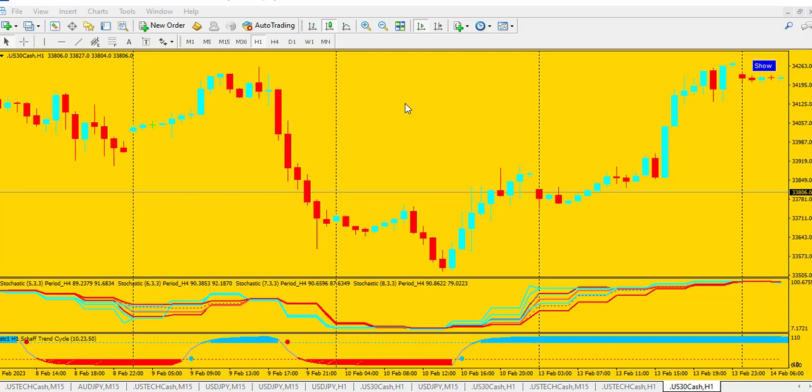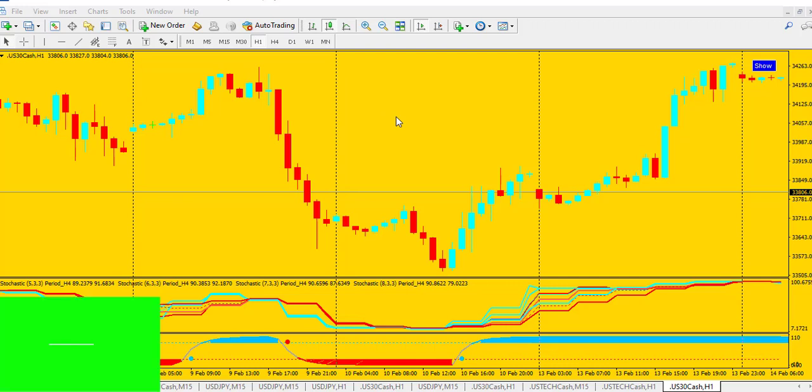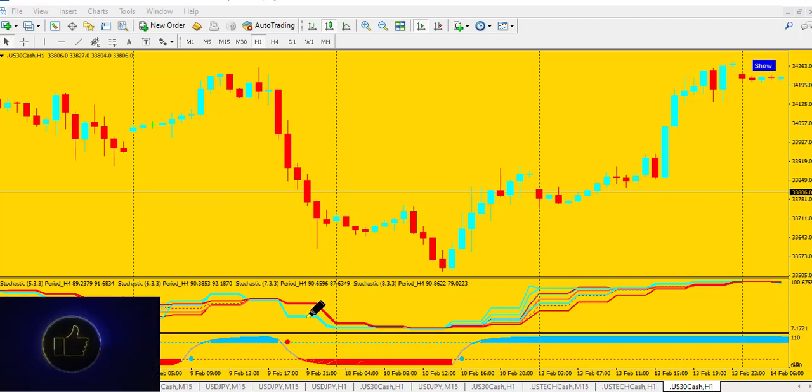This is made for MetaTrader 4 and this is not made for the MetaTrader 5 platform. Having said that, let's begin. This is a simple strategy that only combines two indicators together to make this particular strategy work. So this strategy is simple and anyone can use it. So I have this indicator here and this is the second indicator. And I'm going to explain how to use it. Make sure you follow me closely.